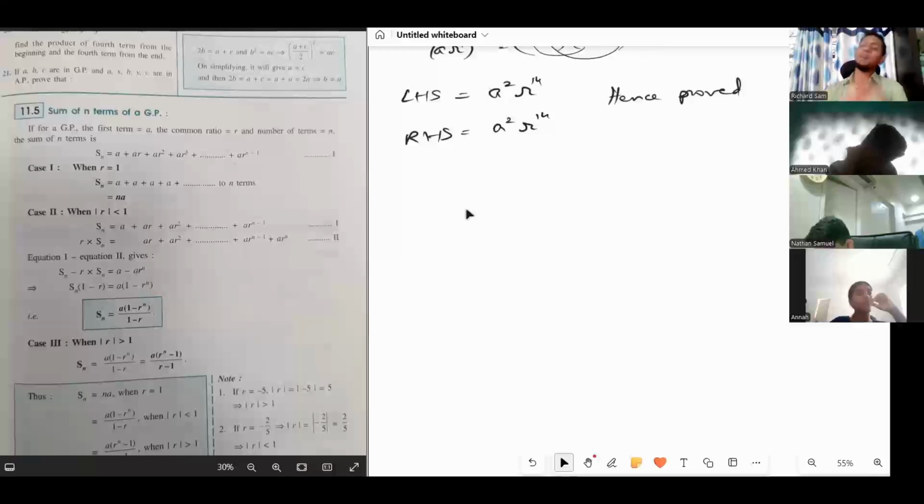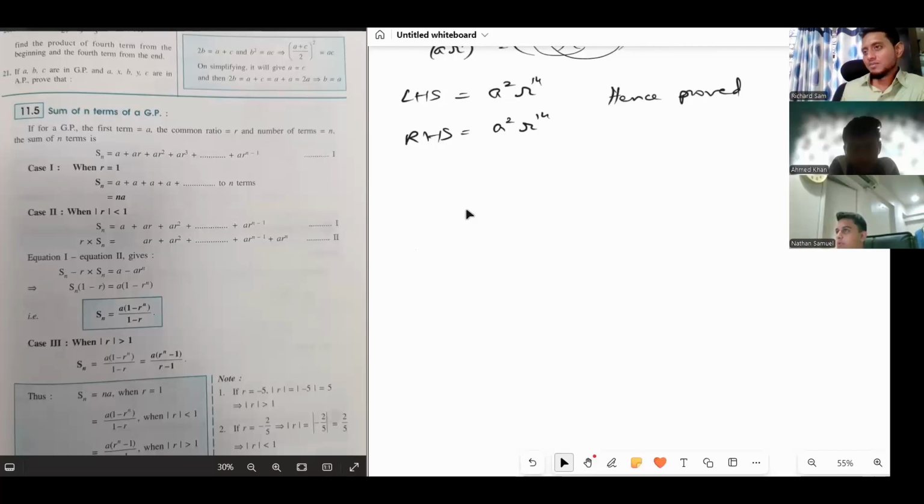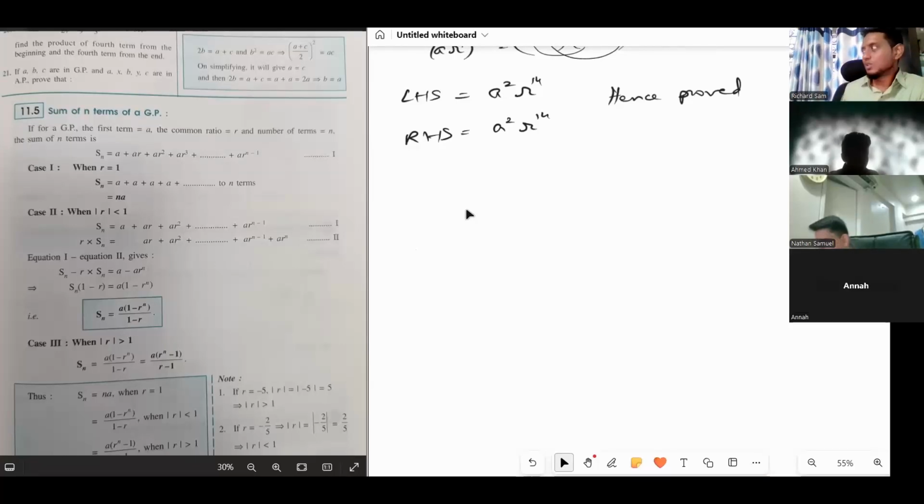Now in AP, how many formulas did we have for finding the sum? 2 formulas. Do you remember the formulas? What is the first formula to find the sum? S is equal to n upon 2. Forgot. You can't forget old chapters. When you're learning new chapters, you have to keep revising. n upon 2 into 2a plus n minus 1 into d.